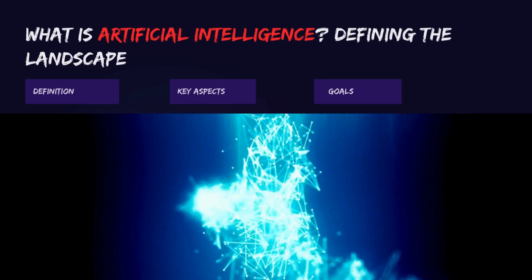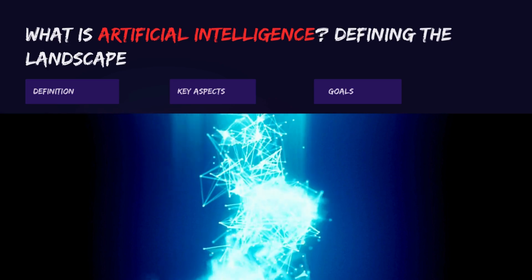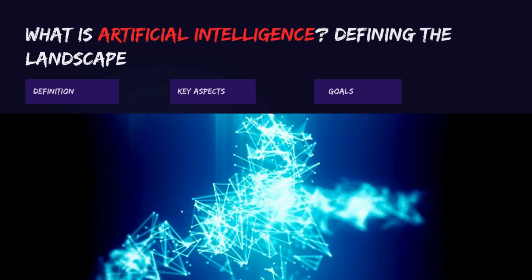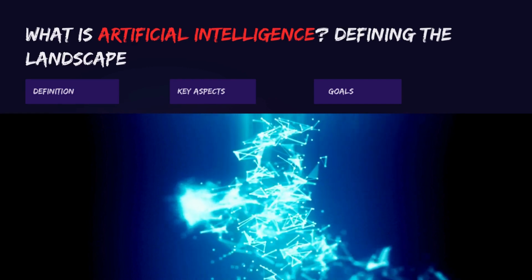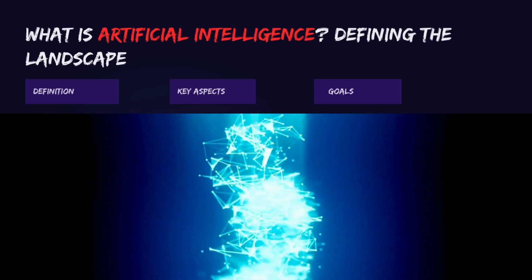Key aspects: AI involves machine learning, natural language processing, computer vision, and robotics. These components work together to enable machines to perceive, learn, reason, and interact with their environment.